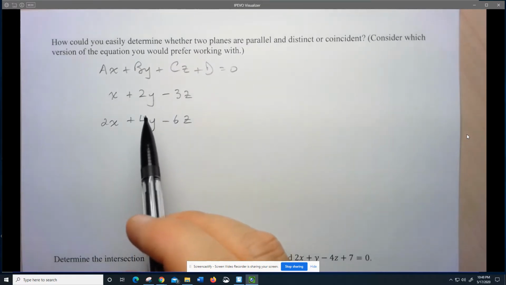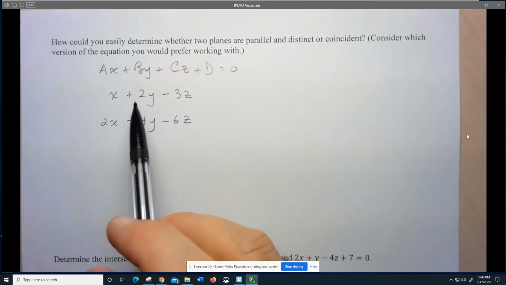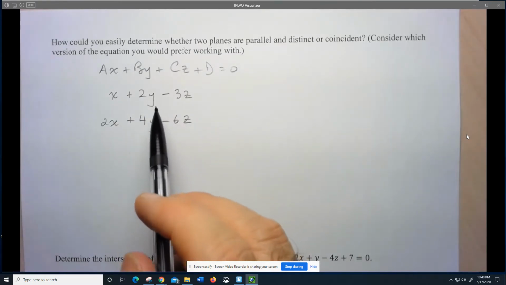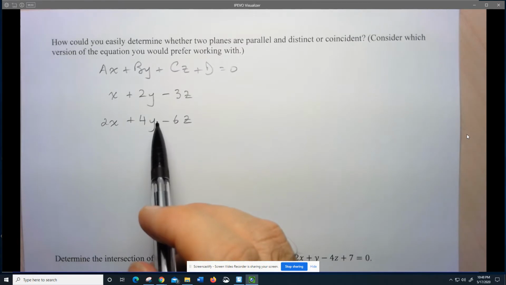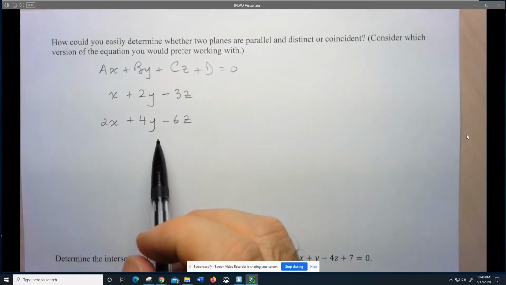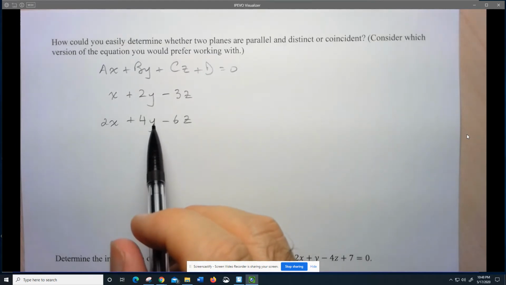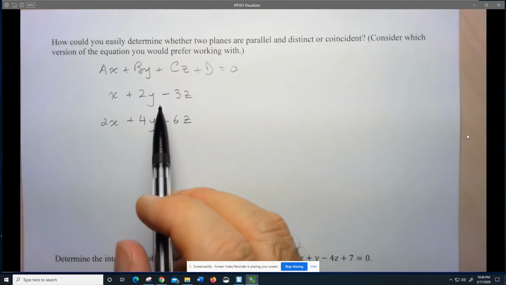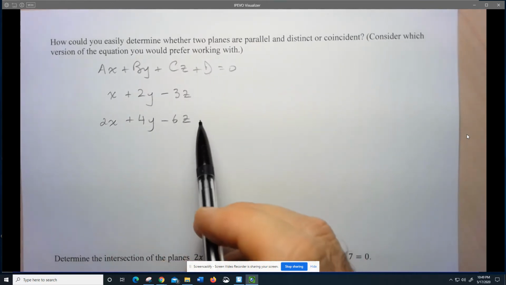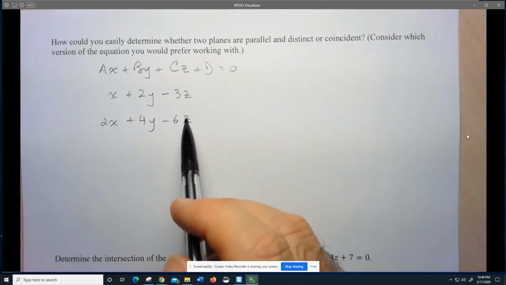The first thing you want to take a look at is, are the normal vectors scalar multiples of each other, like these two are? If they are, you know automatically that they're parallel planes. Now how do we determine whether they're parallel and distinct or coincident? It's going to have to do with the d value. In order for two planes to be the same, their equations have to be equivalent.